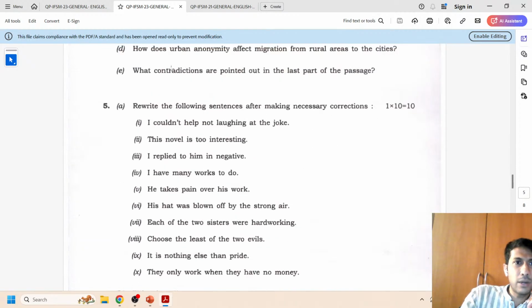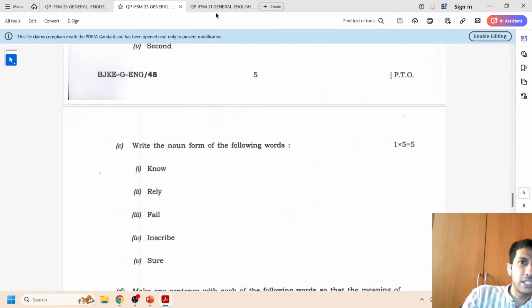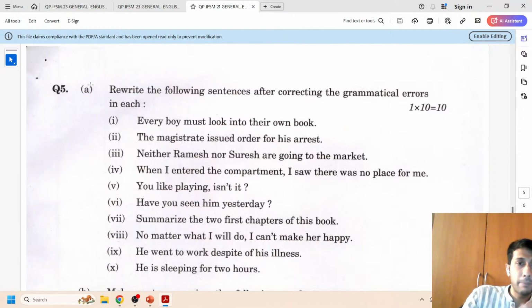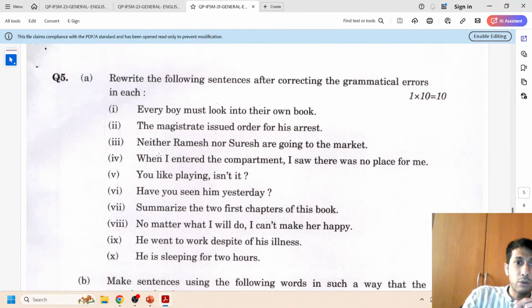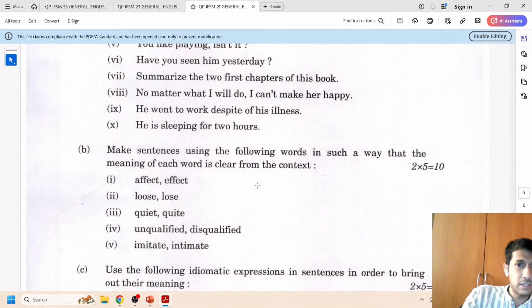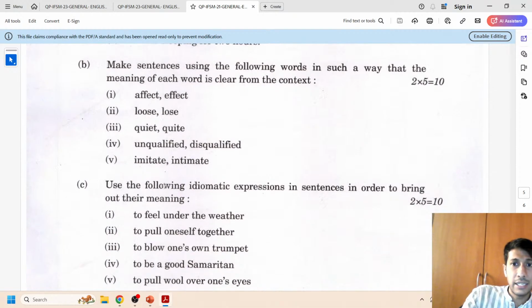So generally what I have seen here is the 5A is there, right? Rewriting the sentences after making necessary corrections is common for all years. Remaining other things keep on changing. Now, if you go back to this 2021 paper, I told you that these 10 questions are common. Rewrite the following sentences after correcting grammatical errors. So that is there. And making the sentence is also there.